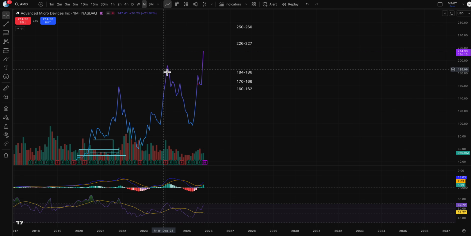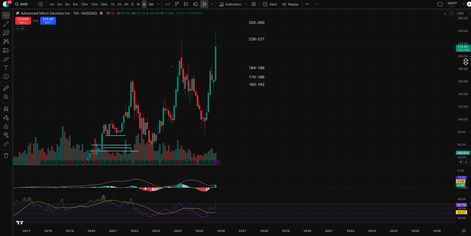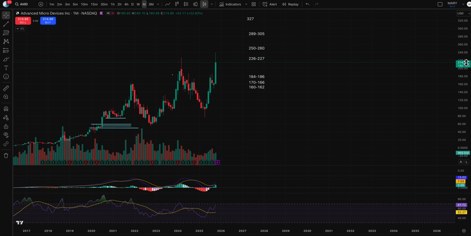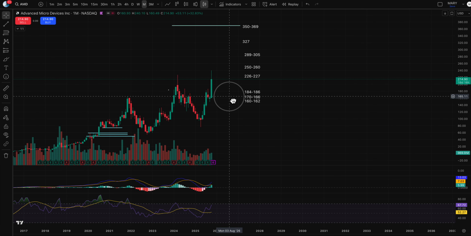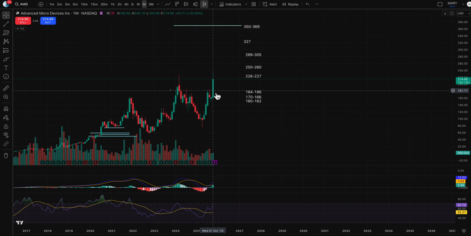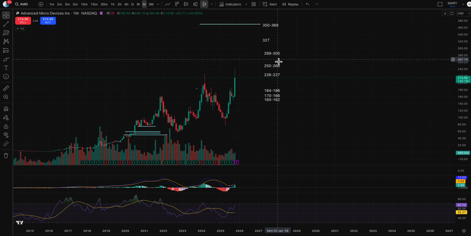The neckline is the horizontal resistance from the leg 1 to the top of this leg 2. Go back to the candlestick. If there is a breakout, it confirms the inverse head and shoulder. The resistance, again, will go back to that 240, 244. Then create a new higher high to 250, 259, which could extend to 260. If momentum continues, we could see 289, 305, 327, 350 to 369. That is the bullish scenario.